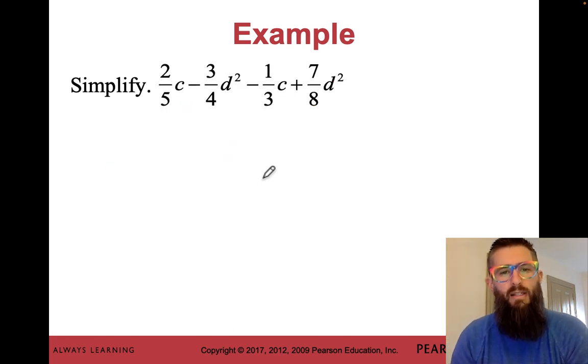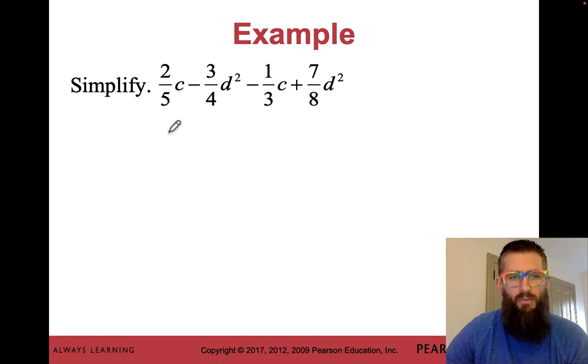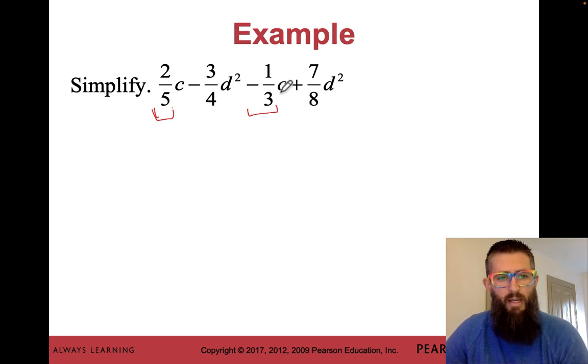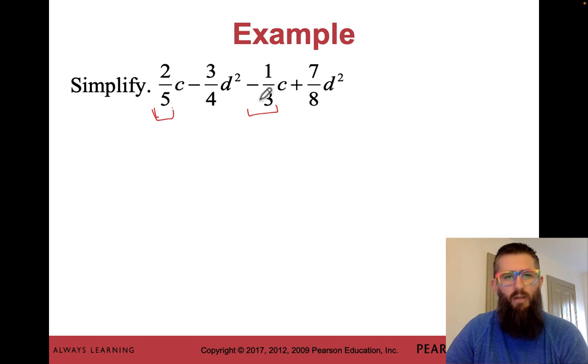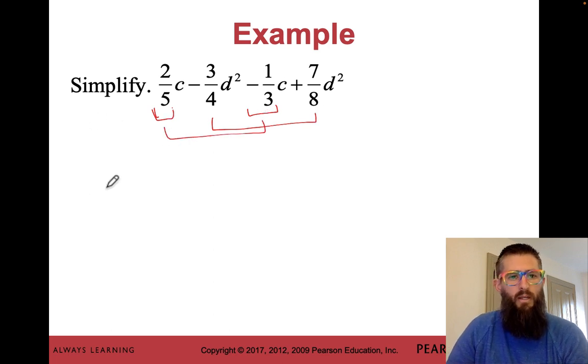Now this is going to get a little bit dicier because we're dealing with fractions. So the only way we can combine fractions is to make it so the denominators are the same. So here we have 2/5 c minus 3/4 d squared minus 1/3 c plus 7/8 d squared. So these two are going to be like terms, and then these two are going to be like terms. Now we look at 5 and 3. They're relatively prime, so our least common denominator is going to be 5 times 3, or 15.